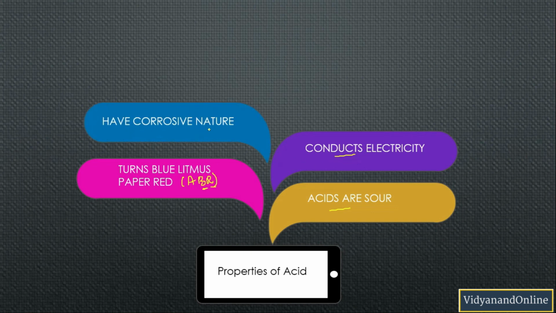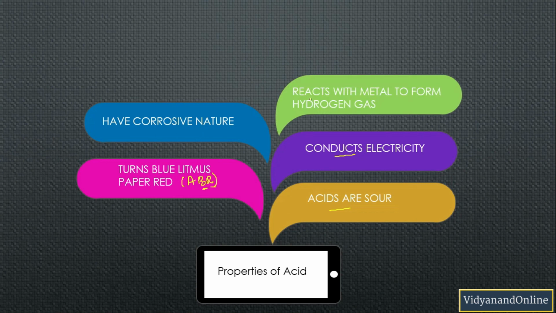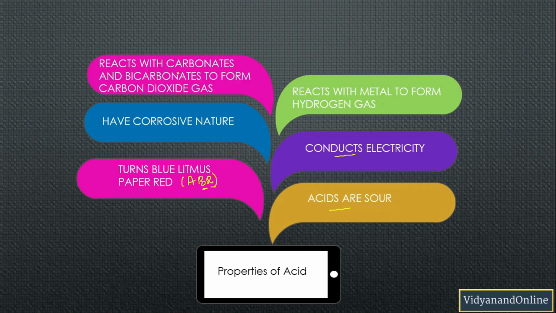Next, they have corrosive nature. So accidentally if they fall on skin, they can cause burns, and if they fall on cloth, they can cause holes in the cloth. Next is what will happen when acid reacts with metal. When acids react with metal, it forms hydrogen gas and salt. Next, what will happen when it reacts with carbonates and bicarbonates? Whenever you have carbonates, in the product you will always get carbon dioxide gas, along with the formation of salt and water.